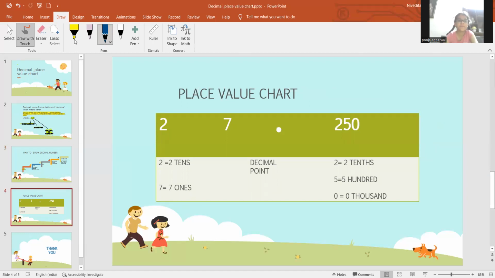Here I want to take one more example. See here, there is 2. Here the place value of 2 is 2 tens, because 27 is a whole number here.